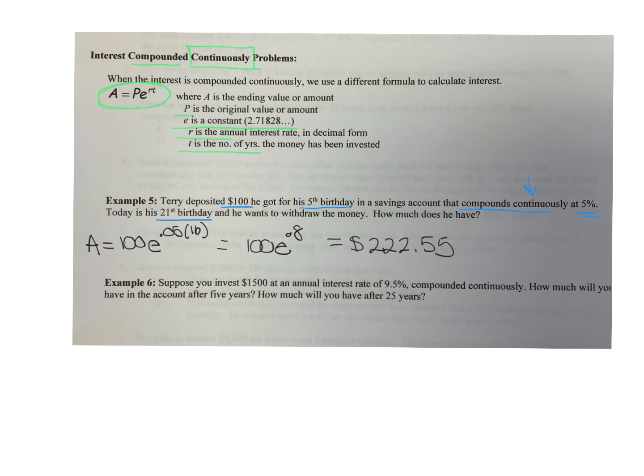Okay, so let's do the next one. Suppose that you have $1,500 at an annual interest rate of 9.5% compounded continuously. How much will you have in the account after 5 years and after 25 years? So A equals my 1,500 e to the 0.095 times 5, and then same thing, two problems: A equals 1,500 e to the 0.095 times 25.